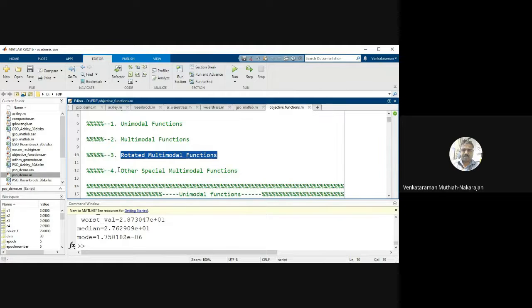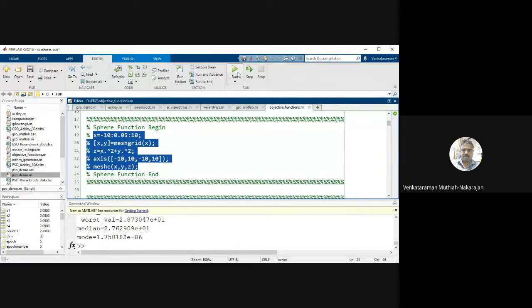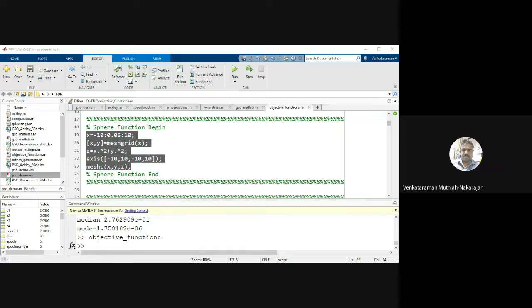Okay. There are other special multimodal functions. We will see how these functions come into play. One of the common functions that we might want to show you is this sphere function, which comes very often in optimization. Yeah, this is a sphere function. It has minimum at 0, 0.